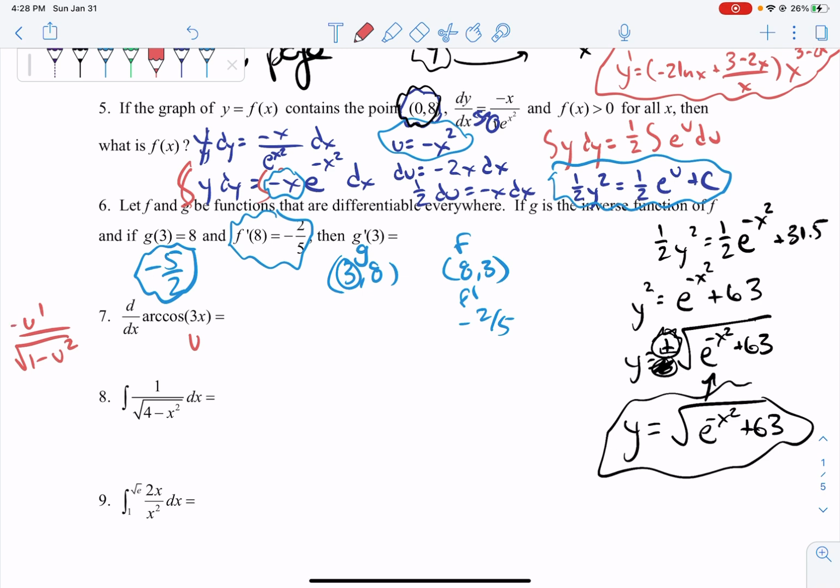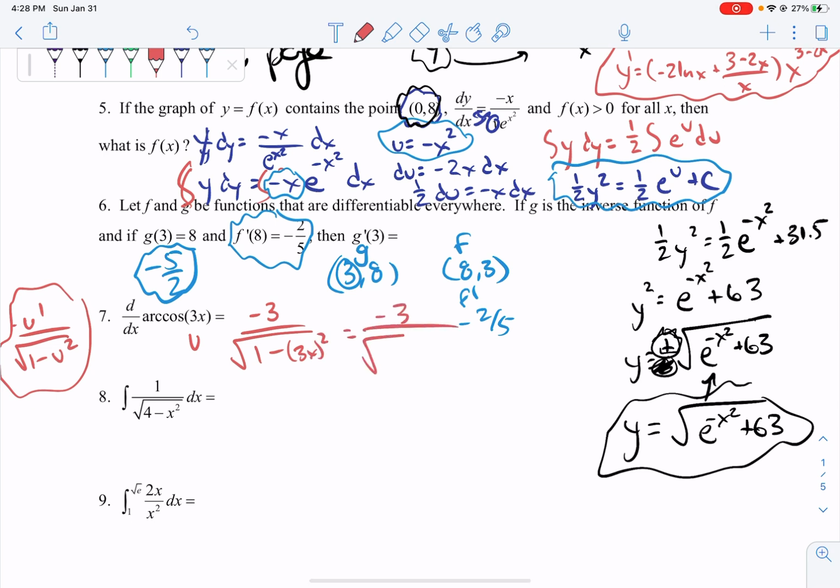So u prime, the derivative of 3x, is going to be 3, but my formula tells me that it should be a negative 3 on top, and on the bottom I should get a square root, and I have a 1 minus u squared. So that's going to be 1 minus (3x) squared. So when I simplify this, I get negative 3 over the square root of 1 minus 9x squared. And that would be your final answer.